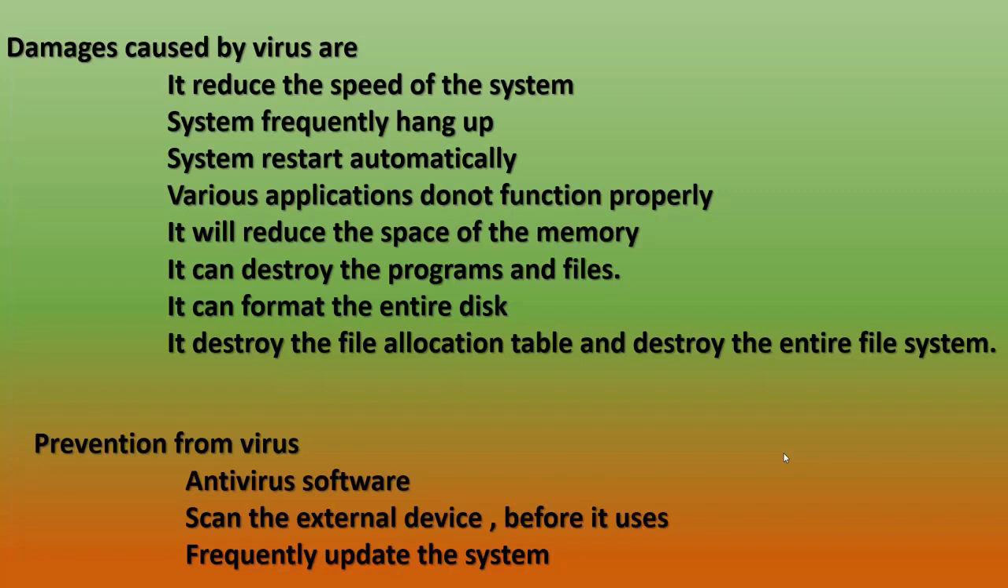The second type of threat to the network is worm. Worm is also another type of virus which replicates automatically. So that topic we can study in the next class.